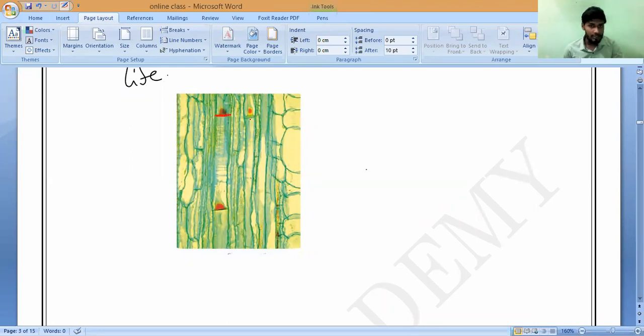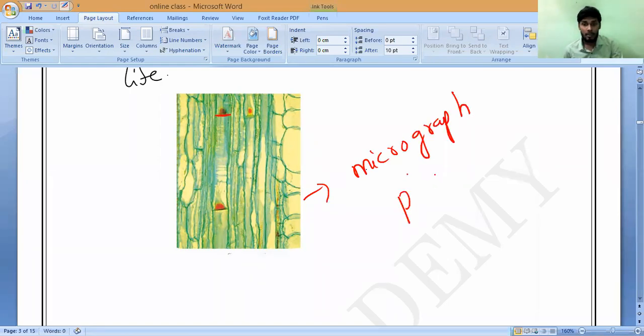What are these red parts indicating? This is the micrograph. Micrograph of phloem tubes, the sieve tubes, and next to this one, what do we call it? Companion cells. This is called sieve tubes, and next to that we have companion cells. Do you understand, all of you?